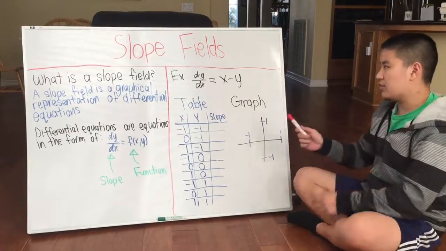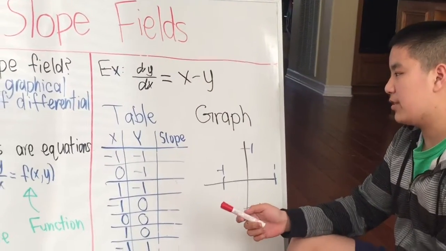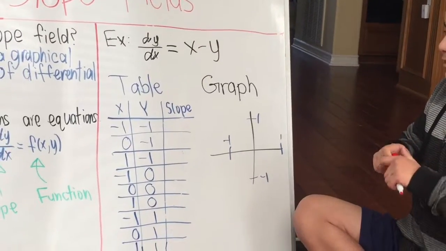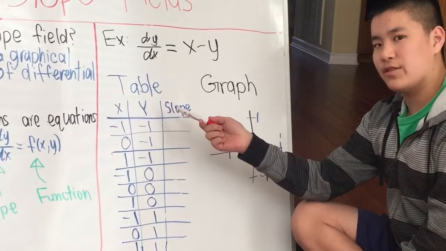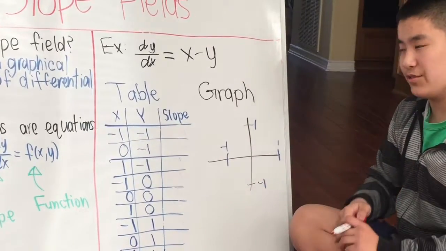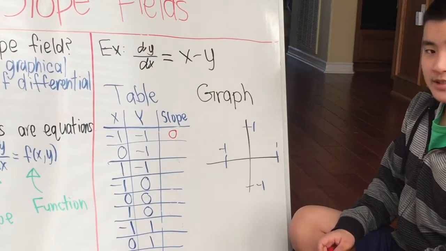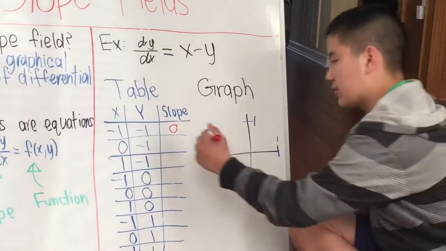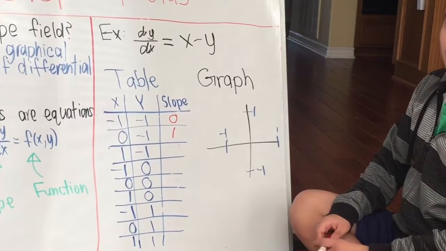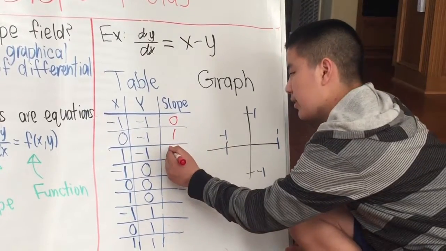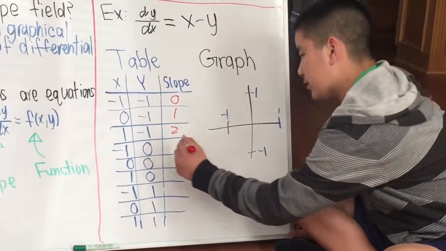So let's go over a sample problem. Say we have the differential equation dy over dx equals x minus y. In order to graph the slope field, we first create a table of values. At the point -1, comma -1, the slope is equal to -1 minus -1, which is equal to 0. At the point 0, comma -1, the slope is equal to 0 minus -1, which is equal to 1. At the point 1, comma -1, the slope is equal to 1 minus -1, which is equal to 2. And we can continue with that process to find the slope values at each of these points.